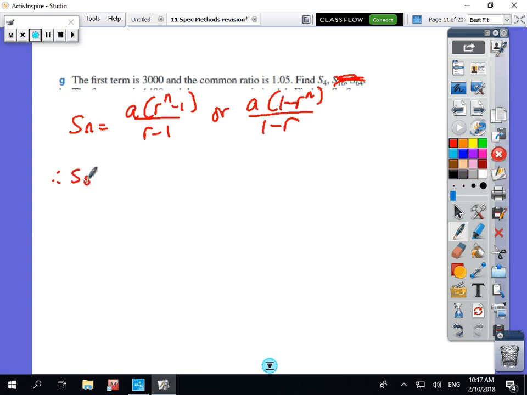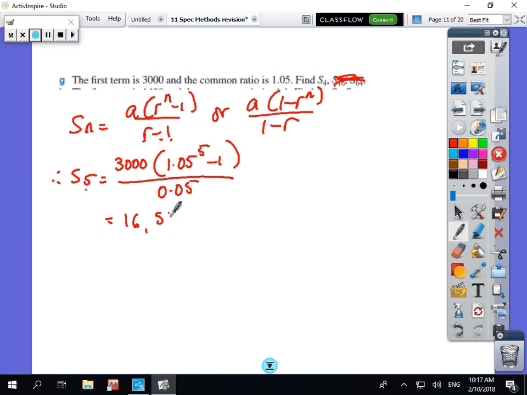Back, so S5 equals 3,000 times (1.05 to the power of 5 minus 1), R minus 1 will be 0.05. Okay, so just use your calculator: 3,000 times open bracket 1.05 to the power of 5 minus 1 close bracket divided by 0.05. And I got, it's a really big number, 16,576.89375. So it's a bit of a silly answer, but that's what it is. Okay, moving on.